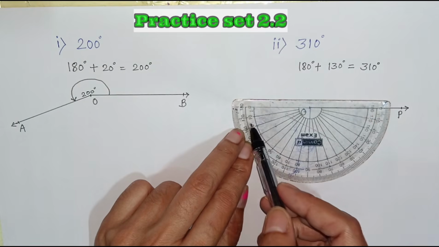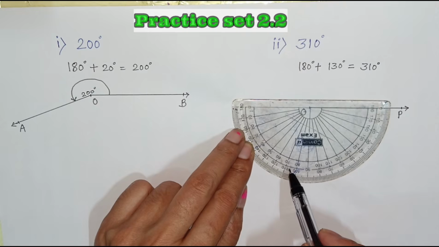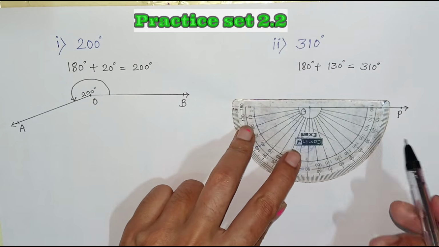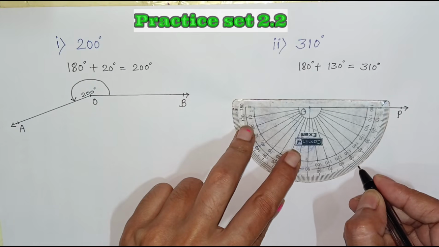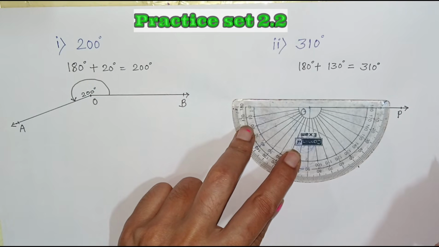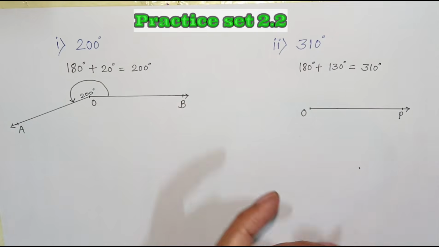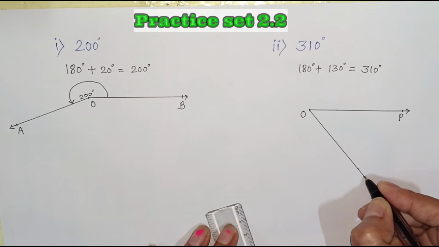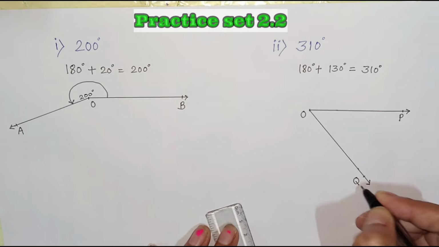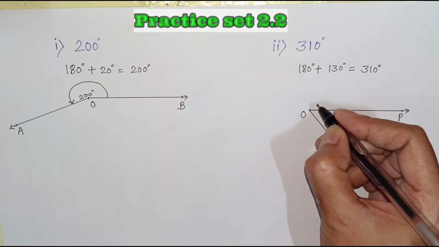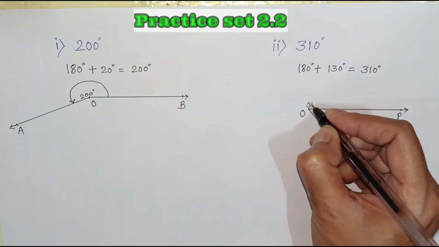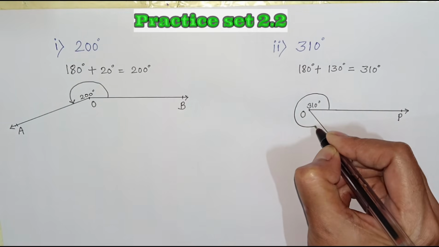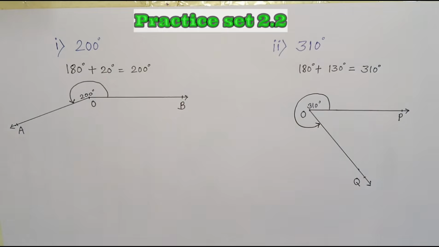Check it. 0, 10, 20, 30, 40, 50, 60, 70, 80, 90, 100, 110, 120 and here it is 130. So mark on 130. Now just join these points. Here I will give name Q. This one is of 310 degree. Reflex angle of measure 310 degree.